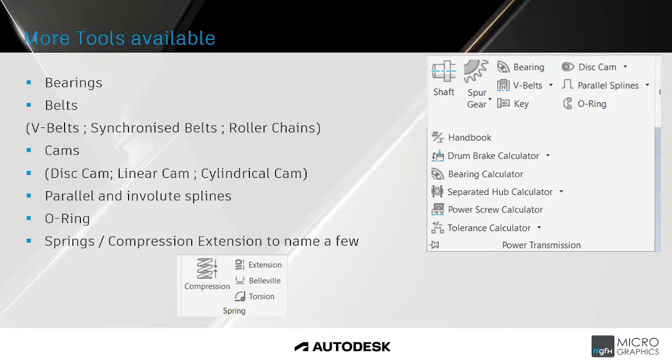There are more tools available in Inventor. You get your different bearings types, you get your different belts, like the roller chains I just did, you do get your V-belts, your synchronized belts. With cams, you get your disc cam, linear cams, cylindrical cams. You get your parallel and involute splines. You do get your O-rings, you get your springs, compression, extensions, and that's just to name some of the tools that are still available in the Design Accelerator.